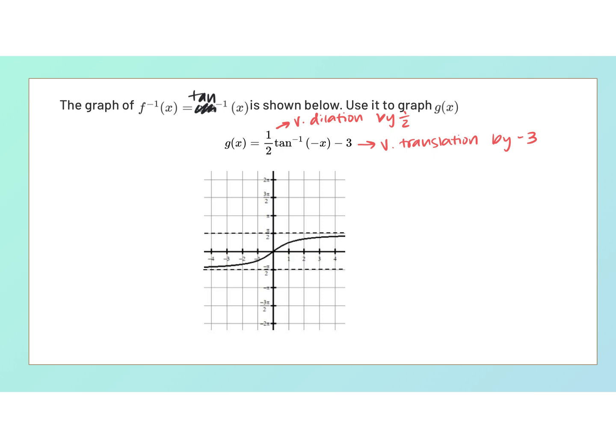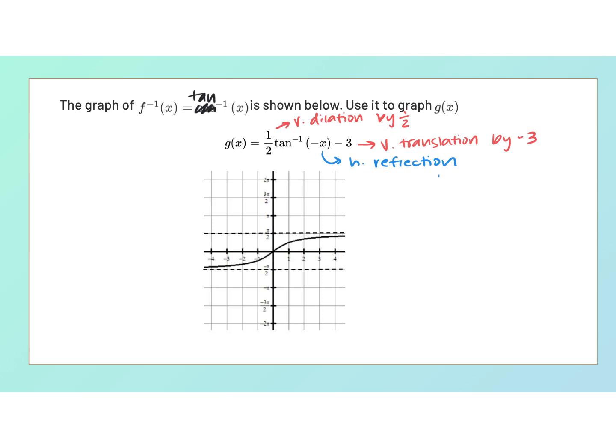We're going to have to estimate where this is because remember our outputs are angles, and we don't usually talk about our angles without pi. Usually our angles are in terms of pi. So we're going to estimate where that is when we shift it down 3. For the horizontal transformations, we have 1. We have a horizontal reflection.